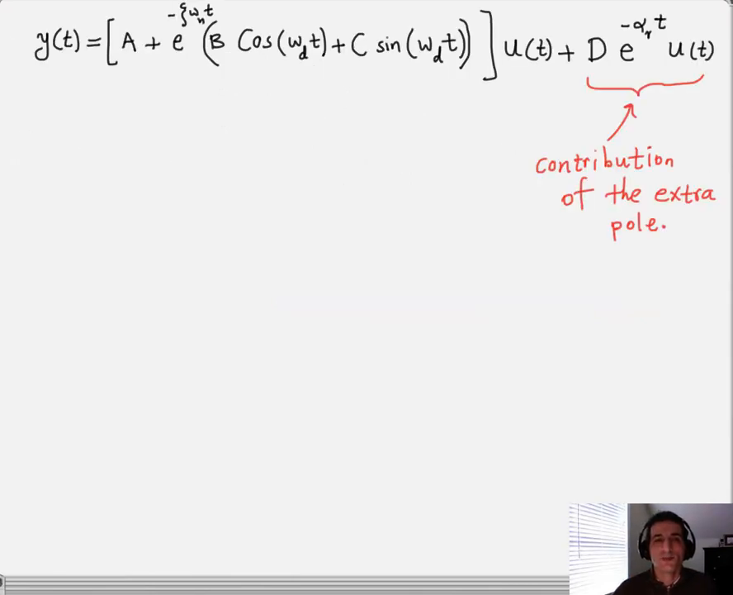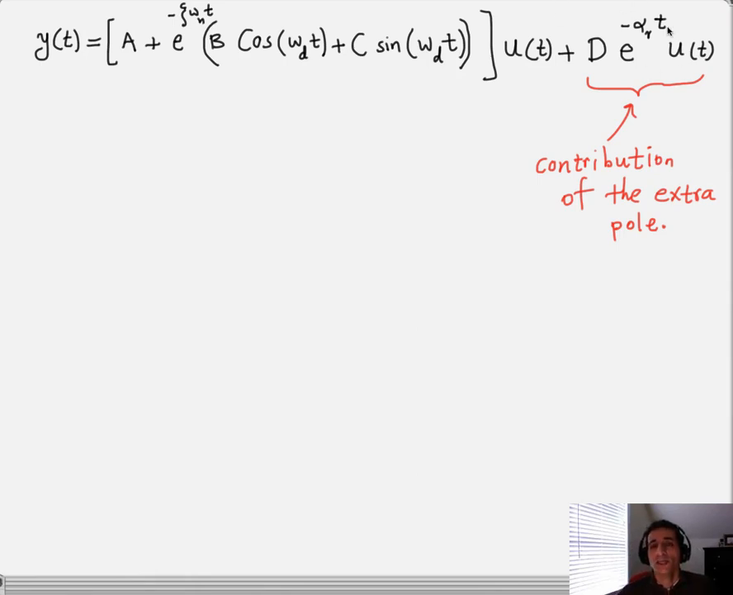Here it shows the step response. After you convert Y of s back to the time domain using the inverse Laplace transform, the response is going to look like this. As you see, we have this part which is very similar to the response of a second order system, and we also have this part which is very similar to the response of a first order system. That is because of the term s plus c that we had in the denominator. The contribution of that extra pole, which was negative c, or which we characterize as negative alpha r, would be this.